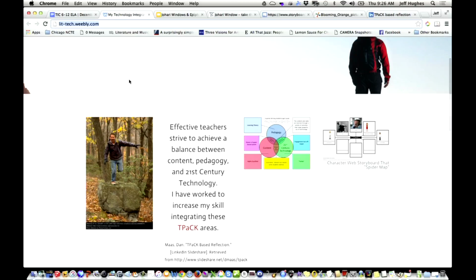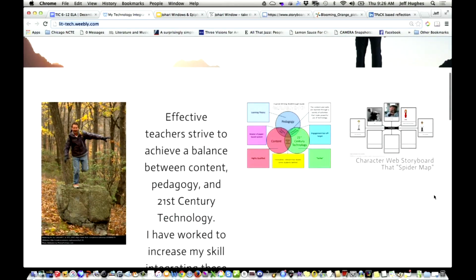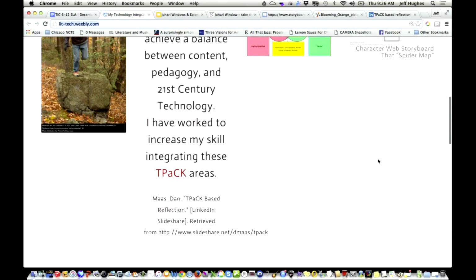Some of the tools I've been using include Storyboard That, which allows students to create a storyboard type comic strip, and it also allows students to create different kinds of graphic organizers. For example, if I wanted to have the students create a character web, you can see one here on the upper right-hand side of the screen. This is a tool students can use to show the relationships between characters and also put in some details about direct and indirect characterization.